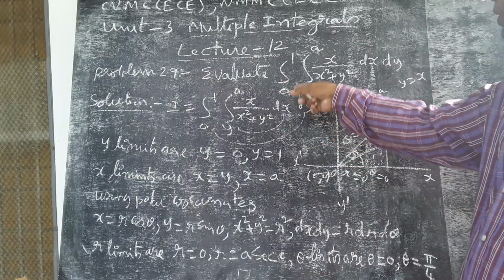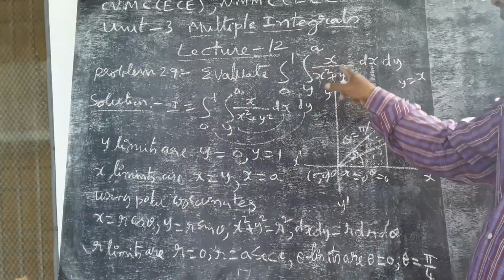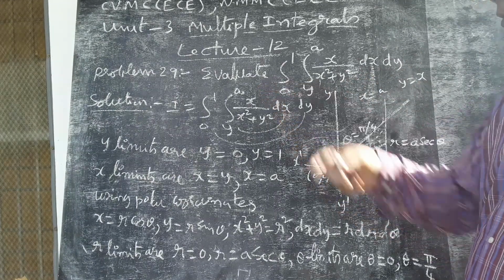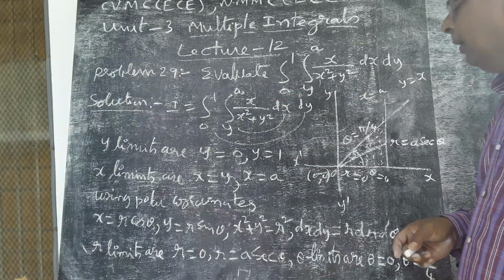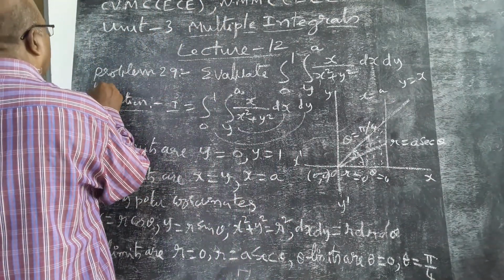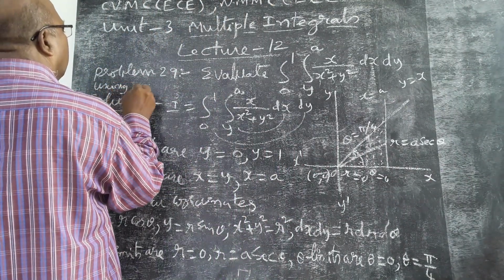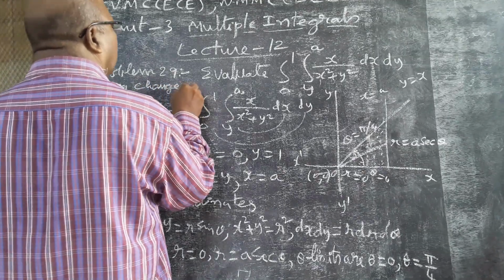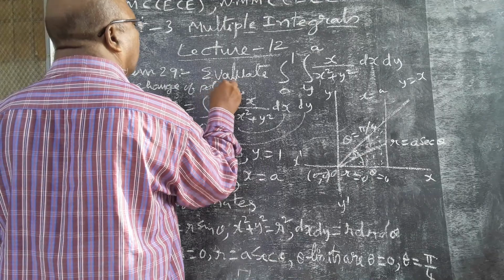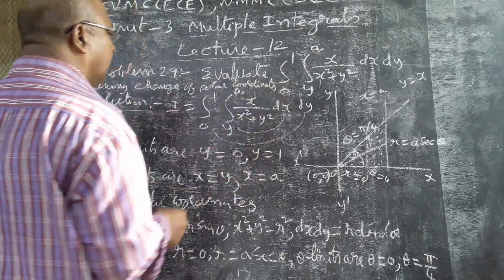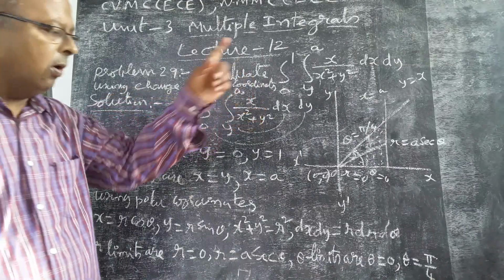Evaluate the integral from 0 to 1, integral from y to a, x by x square plus y square dx dy, using change to polar coordinates.